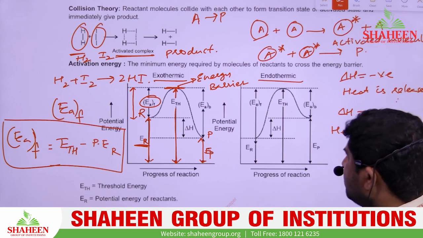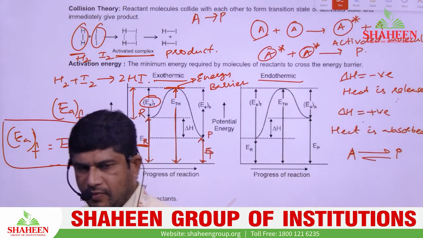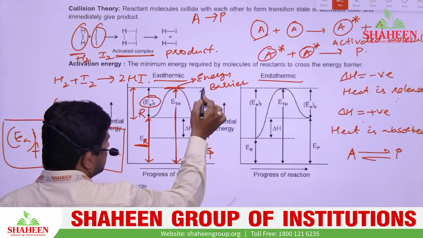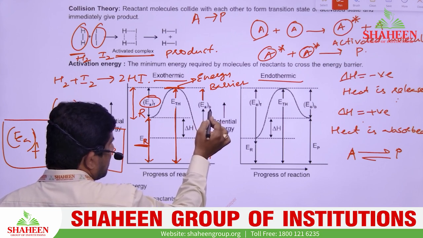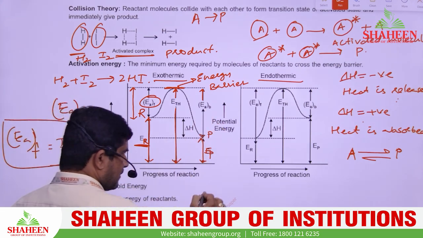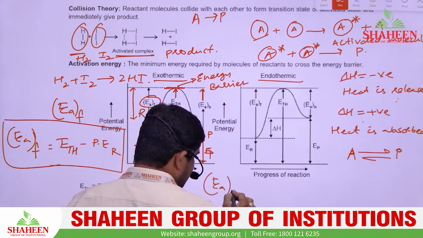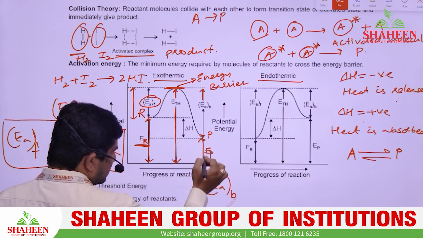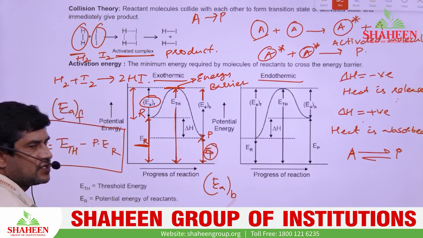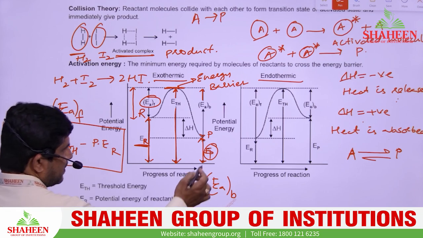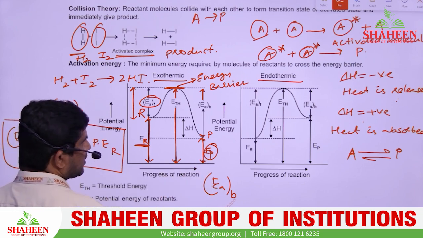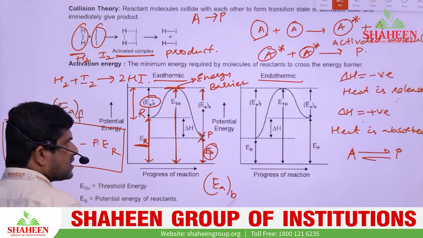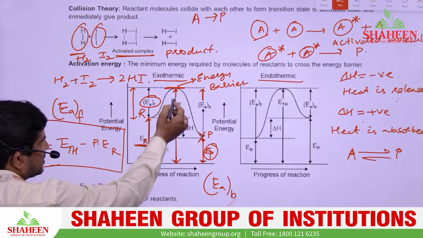Activation energy of which reaction? Forward reaction. And here one more is given. Here you can observe the energy difference. Activation energy of B means what here? Backward reaction. Now the product is here, so this difference is called the potential energy of product, EP. And here to here is the potential energy of the backward reaction. So what is threshold energy?